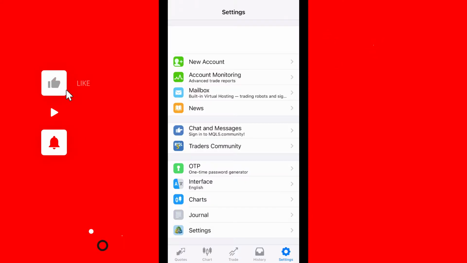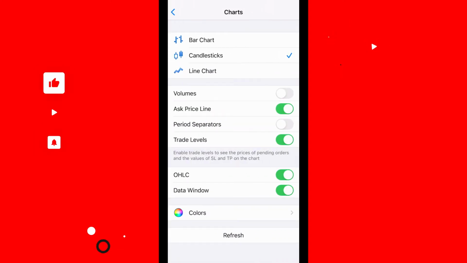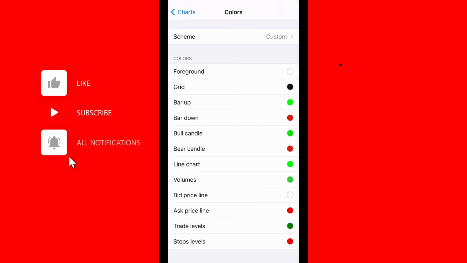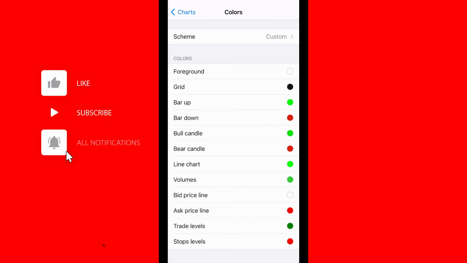Okay, go into settings. And under settings, you're going to click on the chart. And then under here, you're going to see the chart set up. And then you're going to see the colors. Okay, take a second and use this to set up your Metatrader if you want to, but this will make your screen look exactly like my screen if you copy these color system right here.